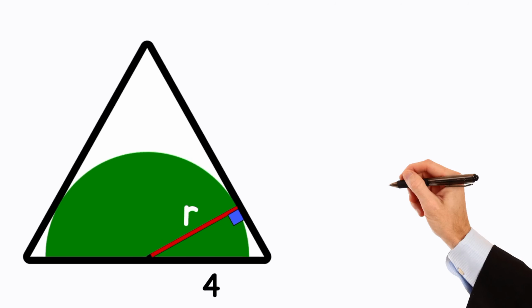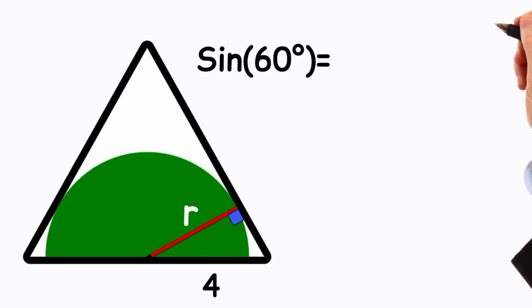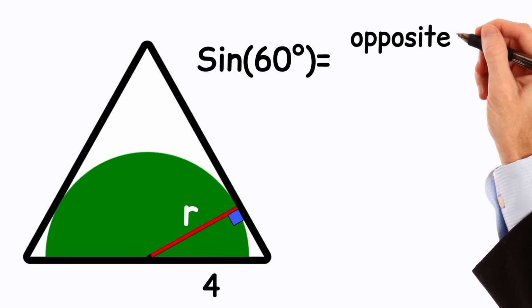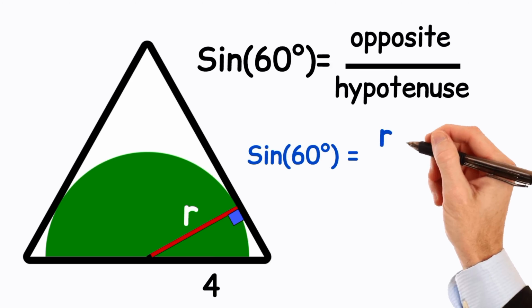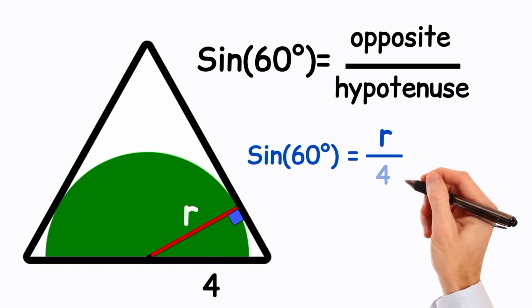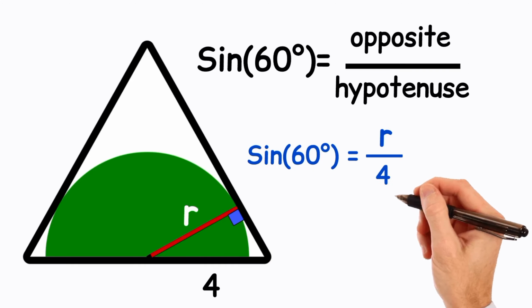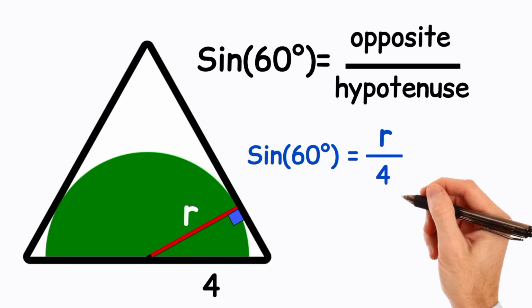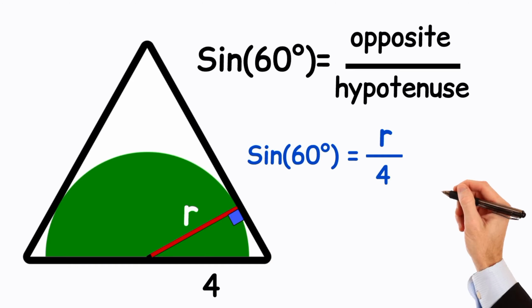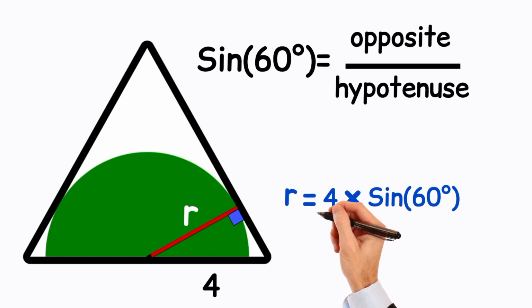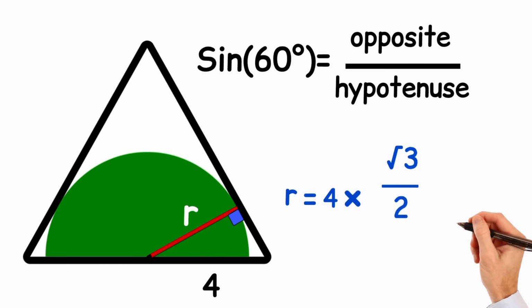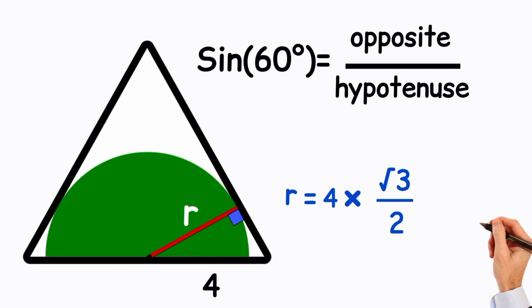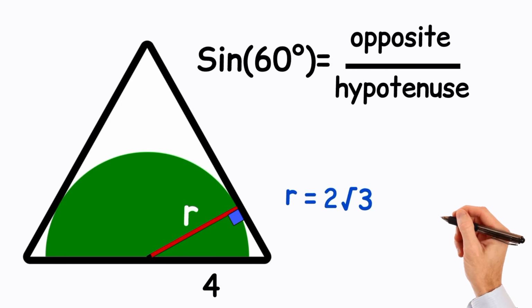Now let's use trigonometry. We know that sine 60 degrees equals opposite over hypotenuse. In our triangle, the opposite side is the radius, r, and the hypotenuse is 4. So sine of 60 degrees equals r over 4. Multiply both sides by 4. r equals 4 times sine of 60 degrees. Since sine of 60 degrees equals square root of 3 over 2, the radius becomes r equals 2 square root of 3. Now the hard part is over.